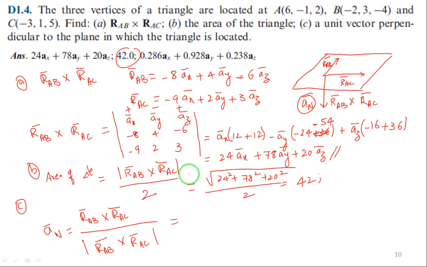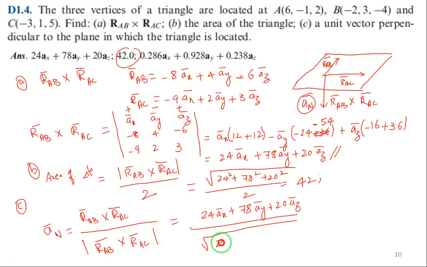R_AB cross R_AC we have found out in the first step, part A. That is R_AB cross R_AC is 24a_x plus 78a_y plus 20a_z, divided by the magnitude of R_AB cross R_AC. Find out the magnitude, under root of 24 square plus 78 square plus 20 square. So solve it, finally you will get this answer, whatever I have written. I am rounding it, you can see here, right? So you will get the answer.